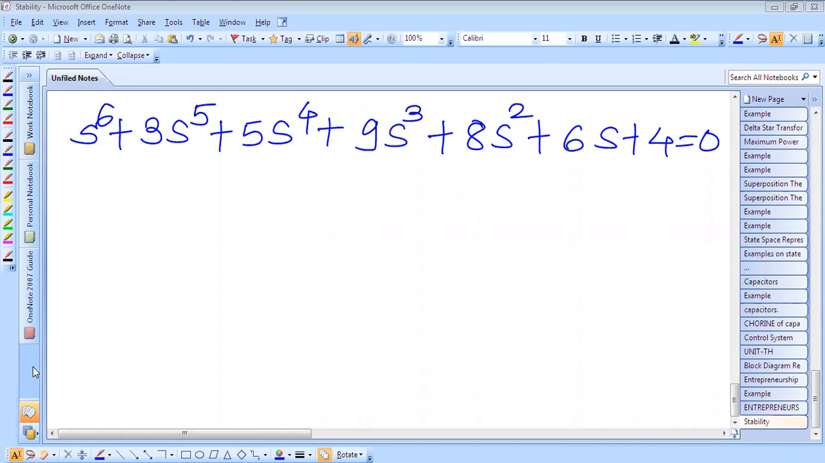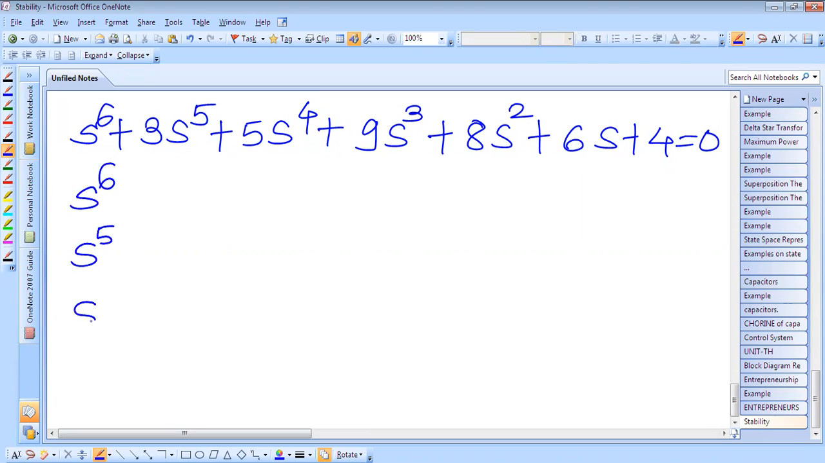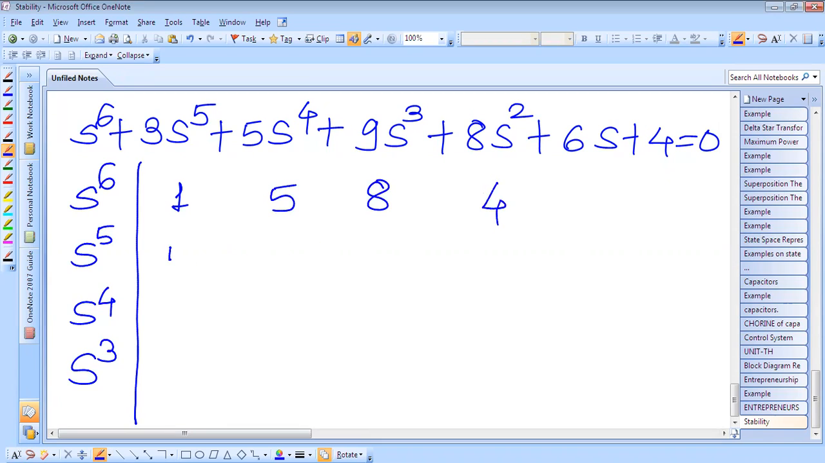We have to find the stability of the system which is given by this characteristic equation. So we have to form the Routh array. The first rows are 1, 5, 8, and this is 4. The next row is 3, 9, 6. And this is 0.